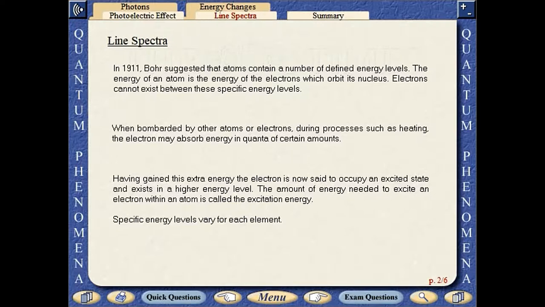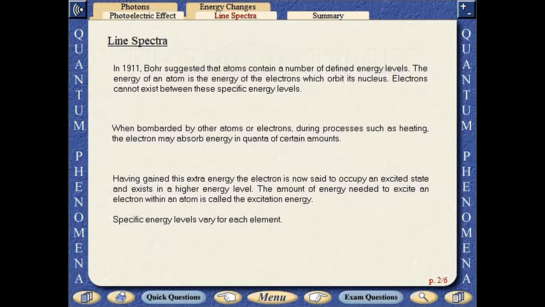In 1911, Bohr suggested that atoms contain a number of defined energy levels. The energy of an atom is the energy of the electrons which orbit its nucleus. Electrons cannot exist between these specific energy levels.